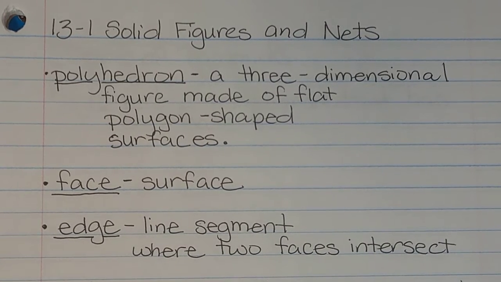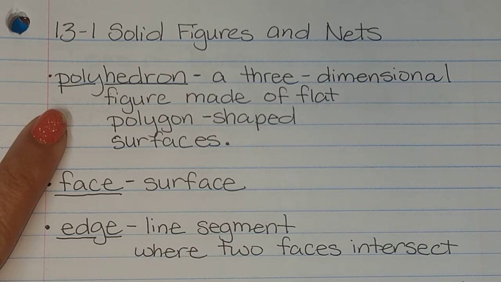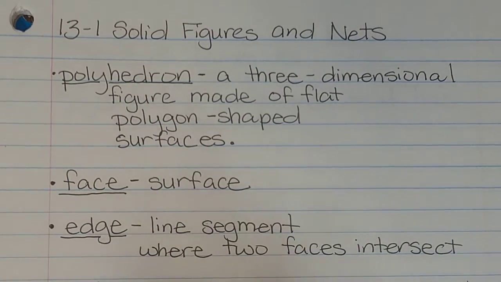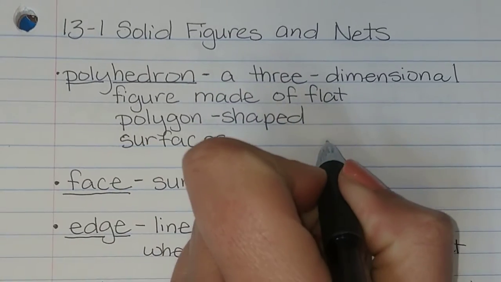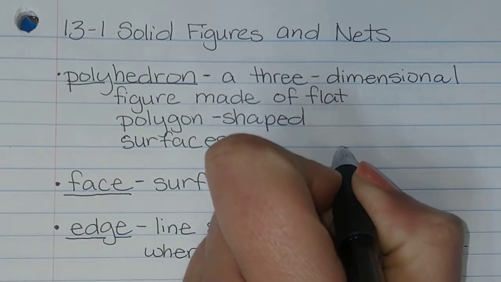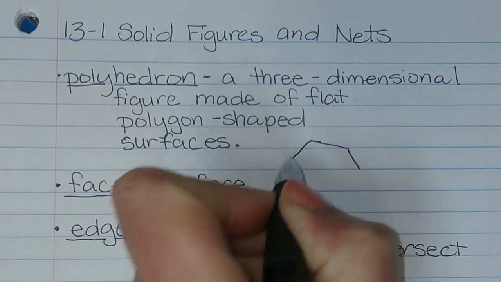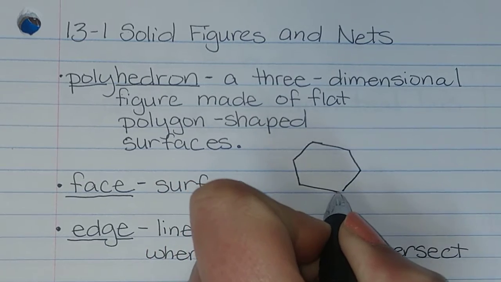Our first vocabulary word is polyhedron. It's a three-dimensional figure that is made up of flat polygon-shaped surfaces. Let's look at what that would look like. For example, let's use a hexagon. Let's say I have a hexagon, a six-sided figure, and I draw it out.